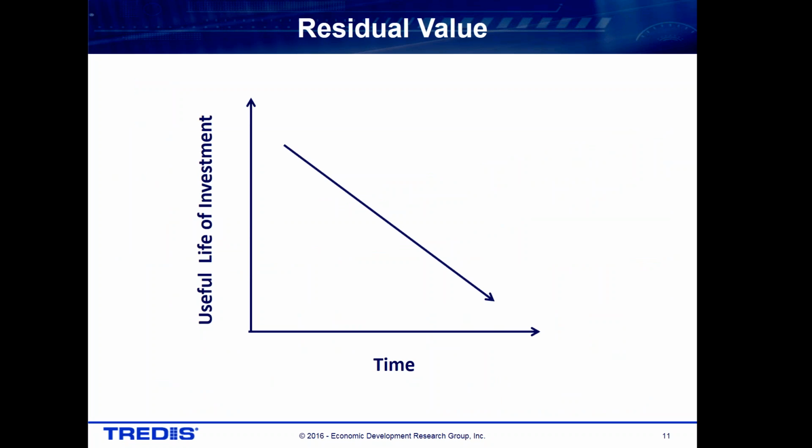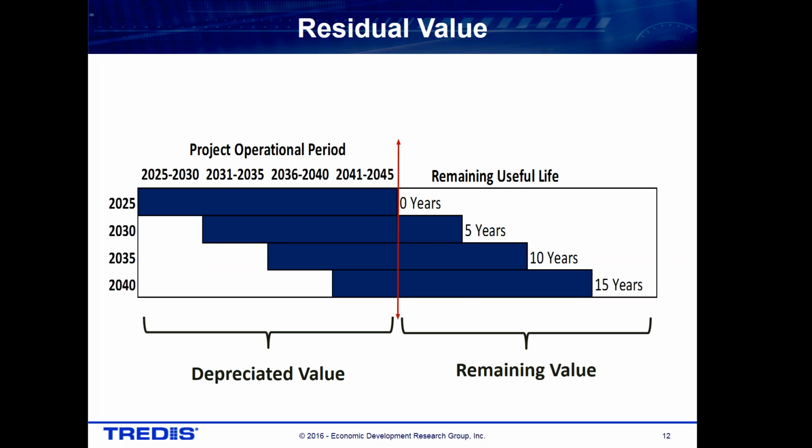TREDIS also includes the ability to capture the remaining value that's associated with investments in transportation. All investments in transportation infrastructure have a certain number of years for which they're able to provide optimal performance. This period of years is what we refer to as the useful life. It can also be thought of as applying a rate of depreciation to the value of an investment.